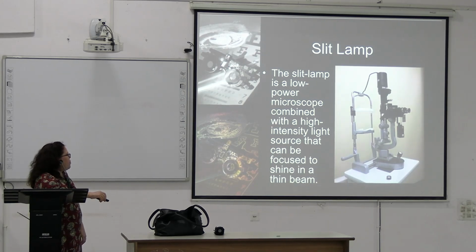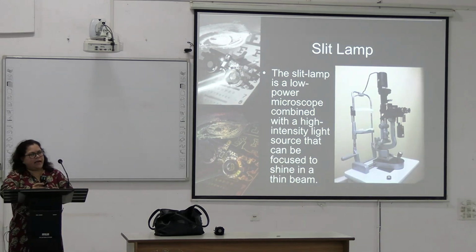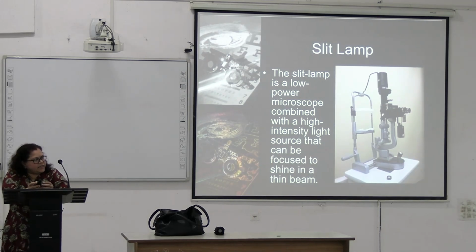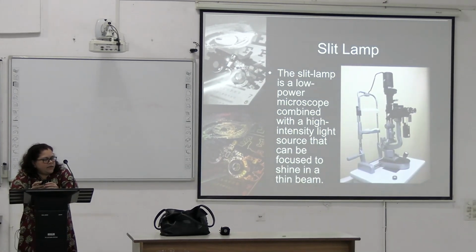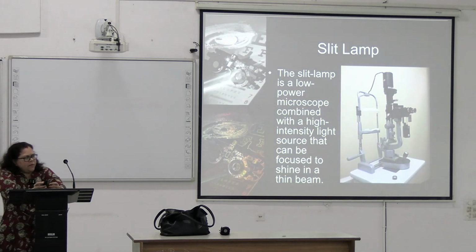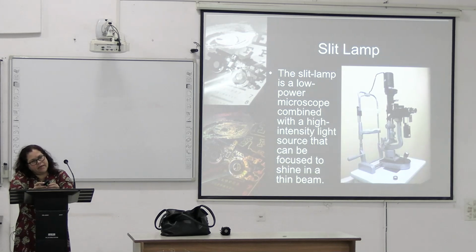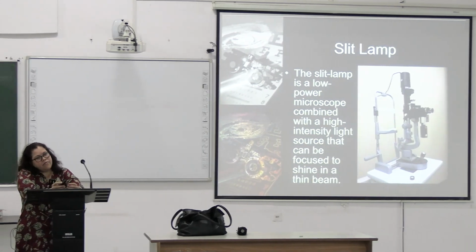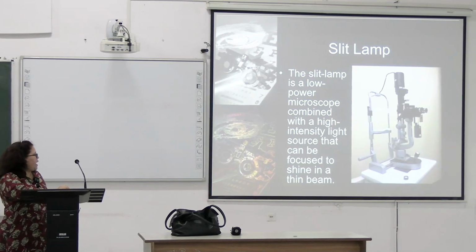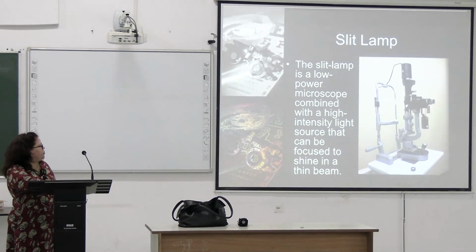Slit lamp is a low power microscope combined with a high intensity light source that can be focused to shine in a thin gleam. We can examine the conjunctiva, cornea, anterior segment, iris, and lens, up to the posterior capsule of the lens. Through cut section, we examine the lens and which part of the lens is involved in the cataract. So this is the slit lamp.